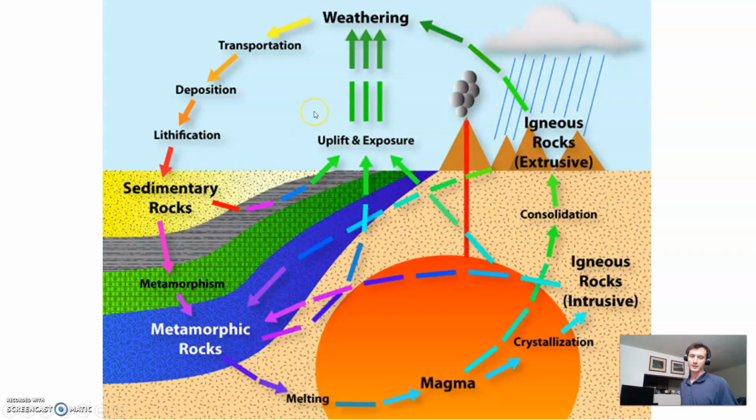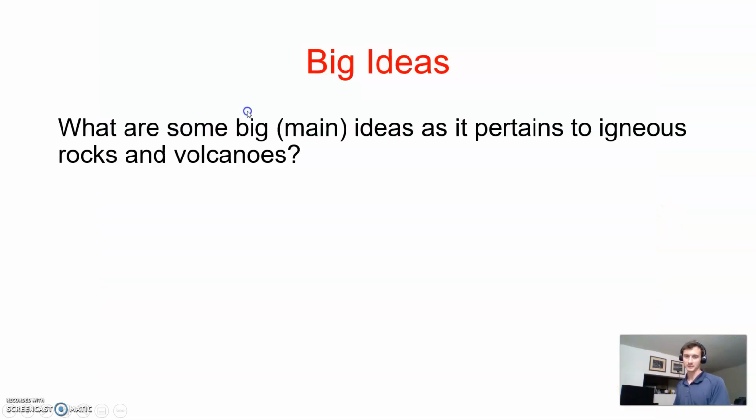So, if we look back at this, which parts of this have we covered? Well, in this unit we have covered everything here, volcanoes, extrusive igneous rocks, as well as what's going on here, magma and the crystallization process, and a little bit about the melting. Okay, what are our big ideas for the unit?